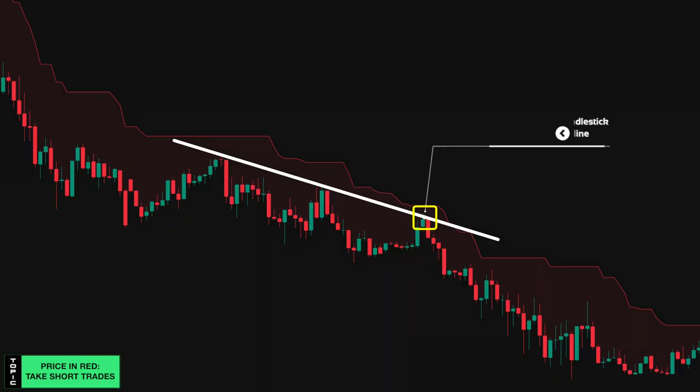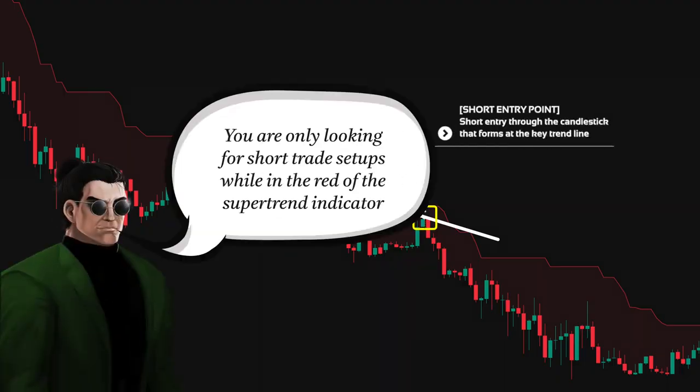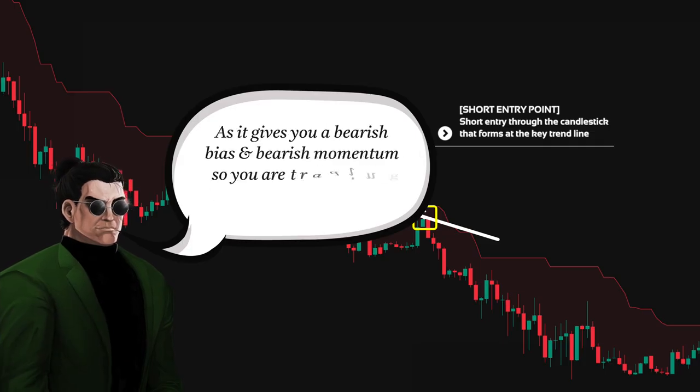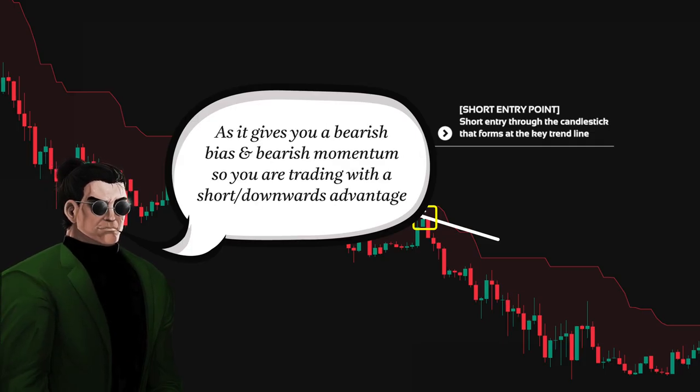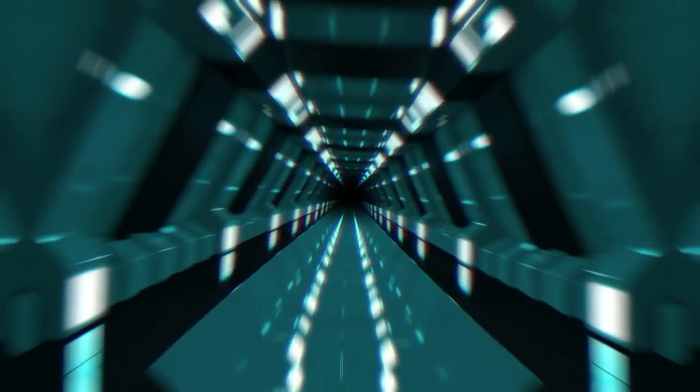These reversal points give you a trend line. Short trade setup here. Again, you are only looking for short trade setups while in the red of the super trend indicator, as it gives you a bearish bias and bearish momentum, so you are trading with a short advantage. Moving on to the next strategy.